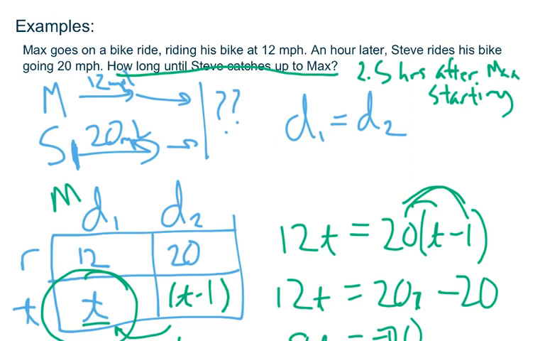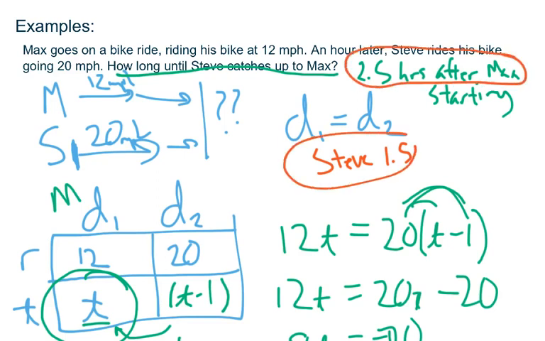Meaning, it only took Steve 1.5 hours. So Steve, 1.5, whereas Max was 2.5. And the reason why, so this one has multiple right answers. It's a very vague question, but it all depends on, where did we set t? What does t represent? And t represents Max's time.